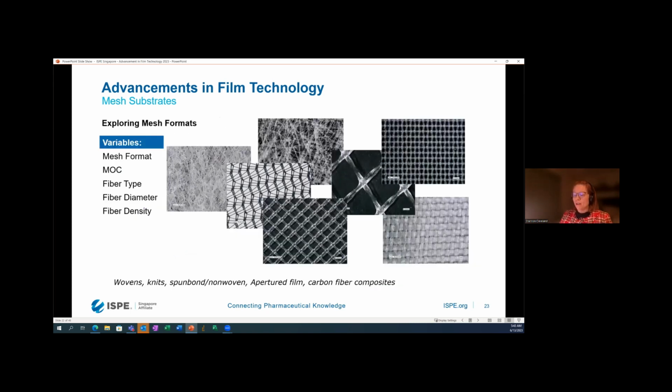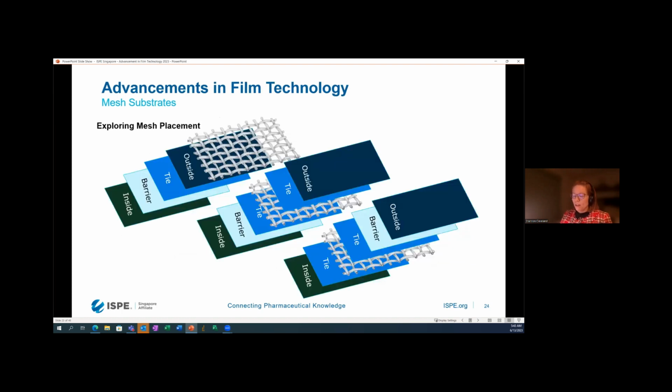There were many types of mesh formats to explore. We looked at wovens, knits, non-wovens, apertured film, carbon fiber composites, and within each format, there were variables like material of construction, the fiber diameter, and the fiber density. There was also the question of where to best place the mesh. Should it be on the outside, buried but above the gas barrier layer, or below the gas barrier layer?